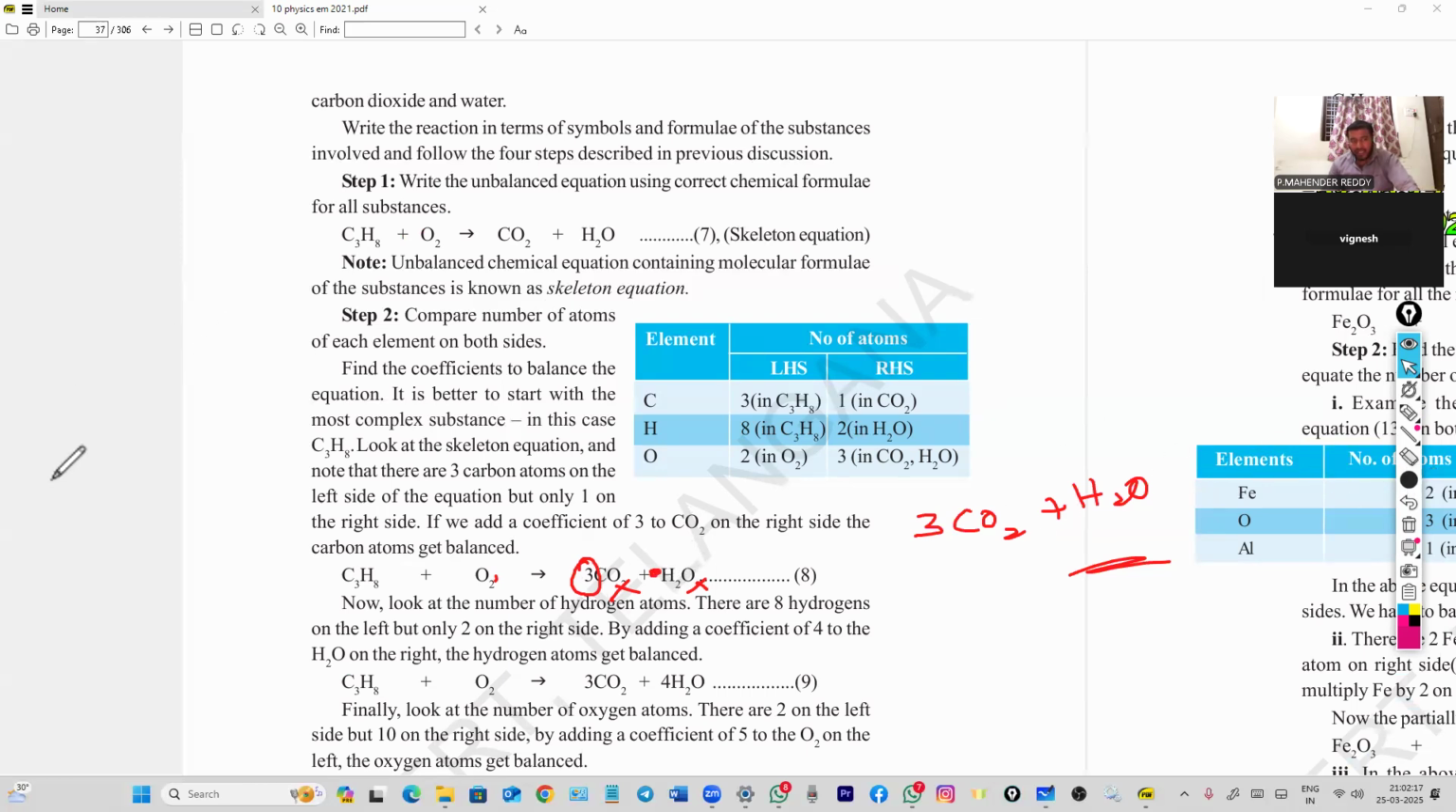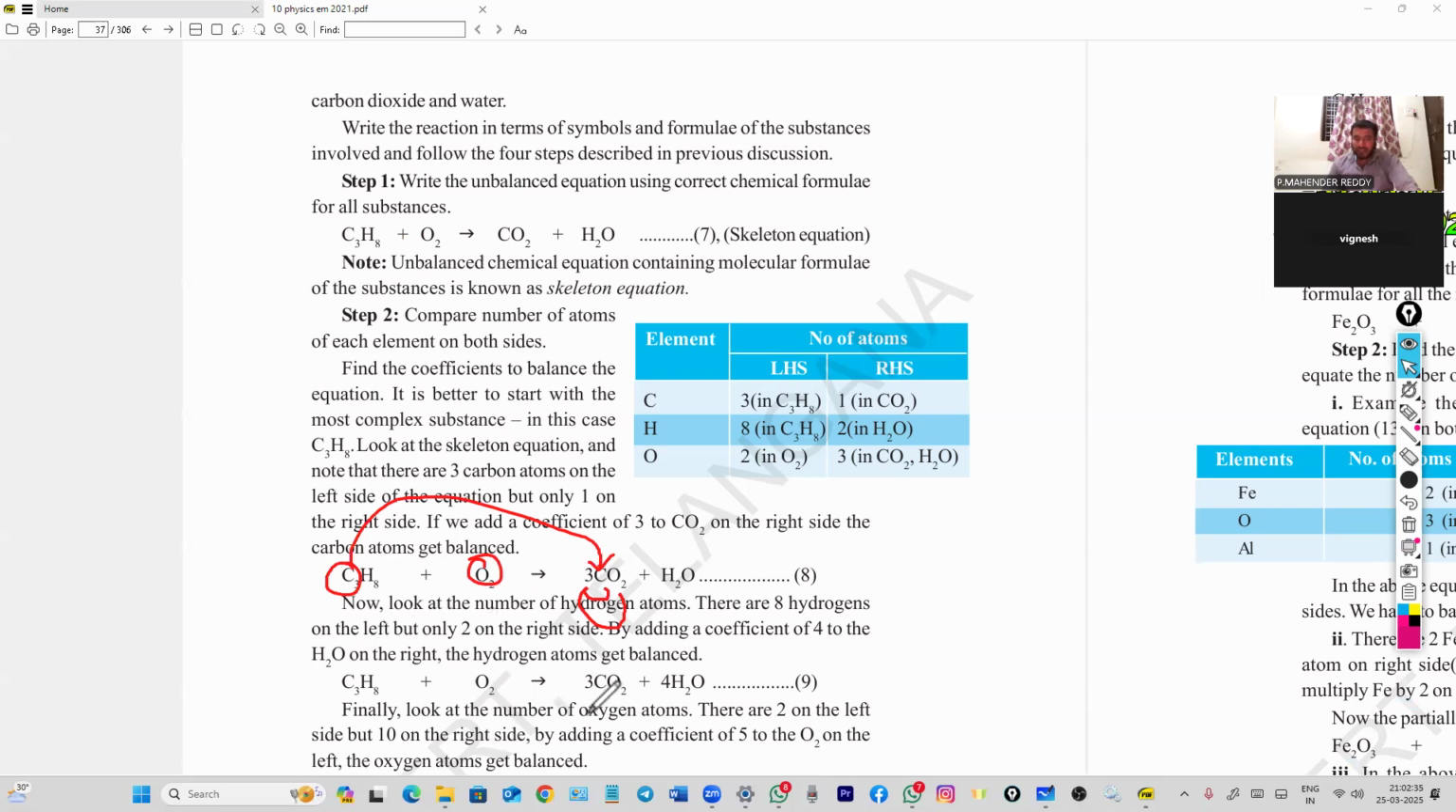Okay, what is the first step here? Here 3 carbons are there. Because of this reason, I kept 3 here. This 3 is applicable to this C. Now, this 3 applies to oxygen: here how many oxygens become 3 times 2, 6? But here 2 oxygens are there.